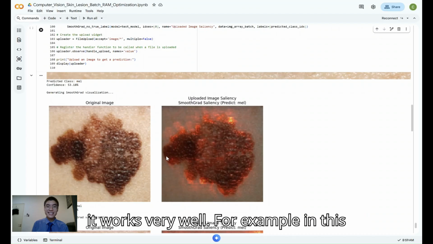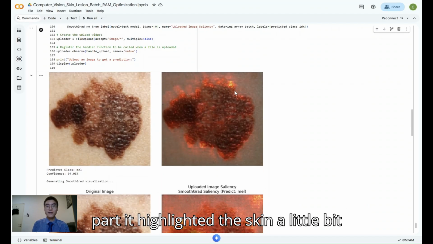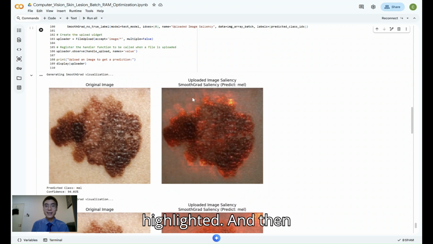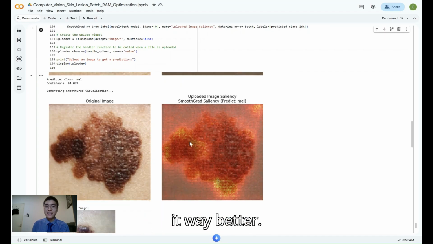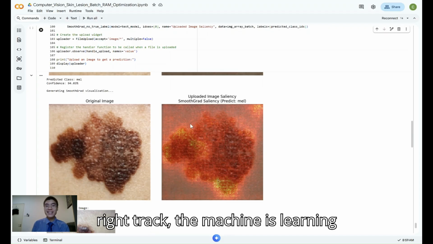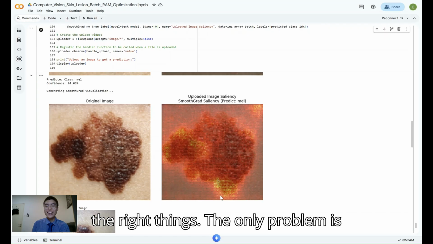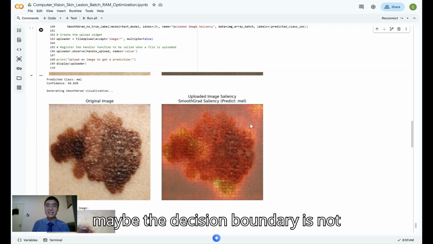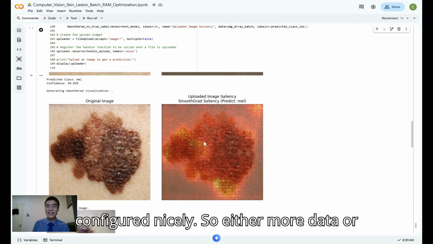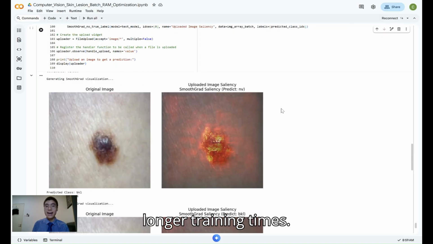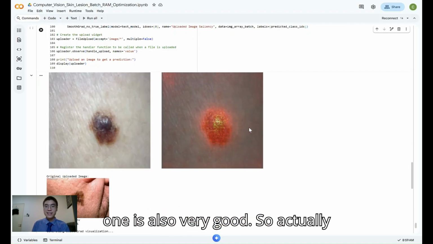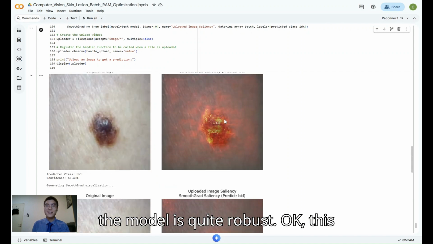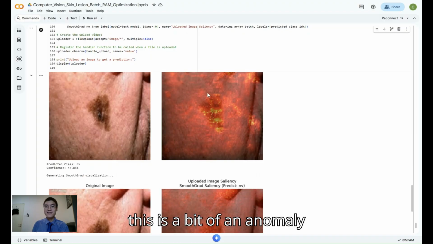Indeed, sometimes it works very well. For example, in this part, it highlighted the skin a little bit, and the entire lesion is highlighted, and then the transfer learning model highlighted it way better. So actually, we are on the right track. The machine is learning the right things. The only problem is maybe the decision boundary is not configured nicely, so we need either more data or longer training times. So this one is good. This one is also very good. So actually the model is quite robust.